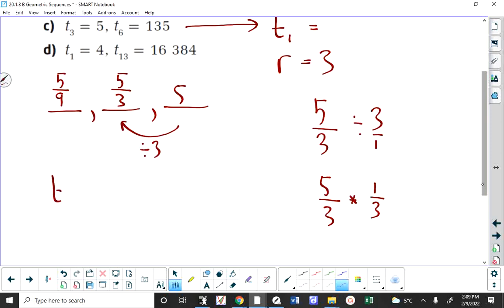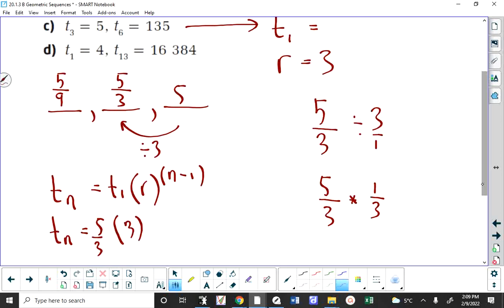The general term is the first term multiplied by the common ratio raised to the n minus 1. None of these brackets are necessarily given to you in a formula, but they're there. I can go ahead and put things in now. Tn equals 5/3 multiplied by 3 raised to the n minus 1. And again, like I mentioned yesterday, with the geometric general term formula, you can't simplify it. It is what it is. Is that okay? Other questions? Yep.